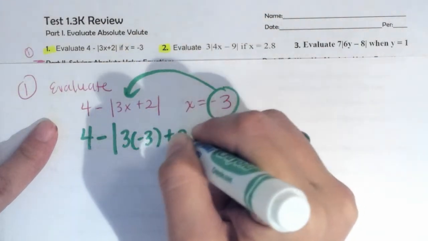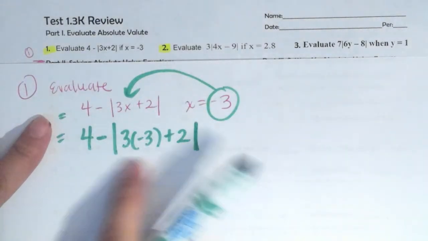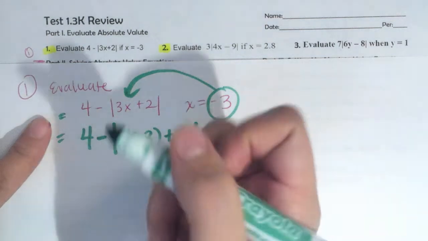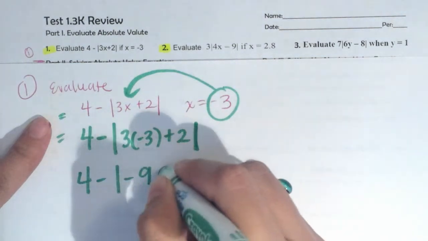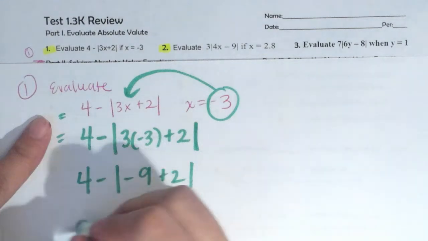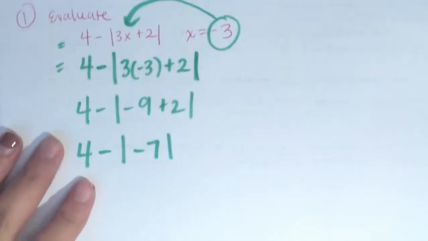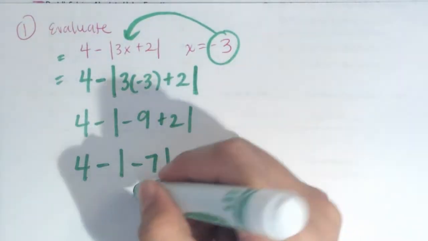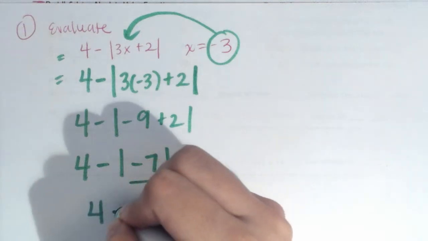So we have negative 3, just like that. So I'm going to solve this guy first. So 3 times negative 3 is negative 9 plus 2. Negative 9 plus 2 is negative 7. And so now I'm going to solve the absolute value part. The absolute value of negative 7 is 7.